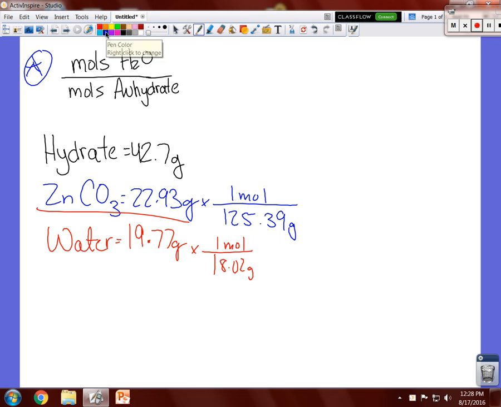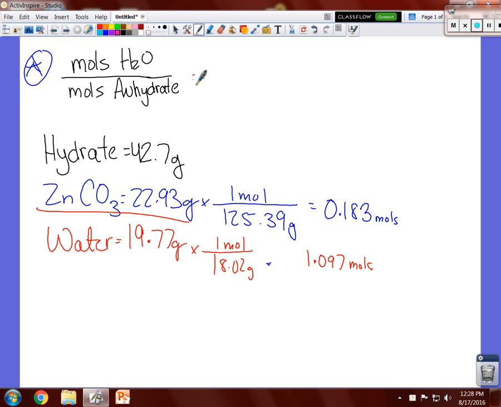All right, now, somebody help me out with the moles of zinc carbonate. So 22.93 divided by 125.39 is 0.182, 3 if I round it. So 0.183 moles of this stuff. And then somebody help me out with the moles of water. 1.097. We've got 4 sig figs, so that one could be in 4 sig figs as well. Give or take, it's fine. We're just going to roll with it, okay?